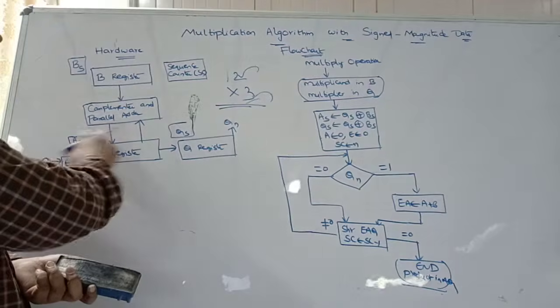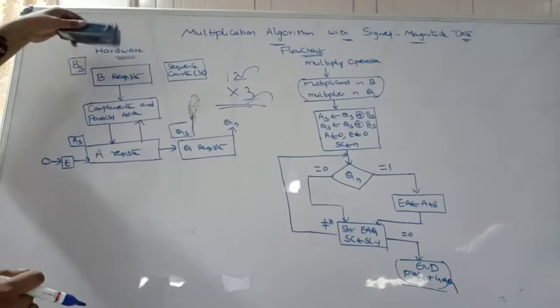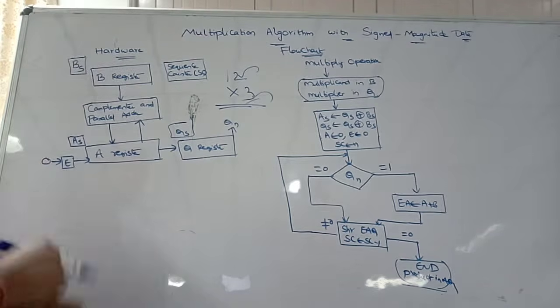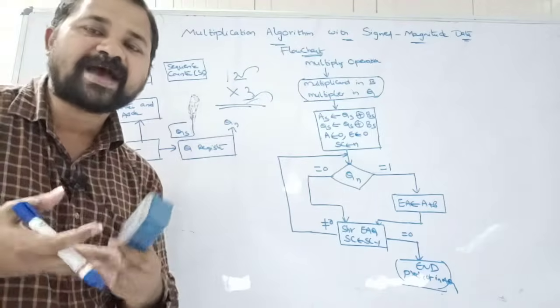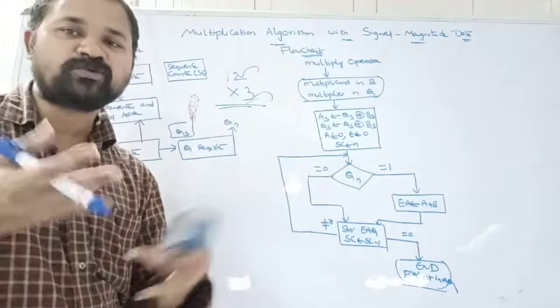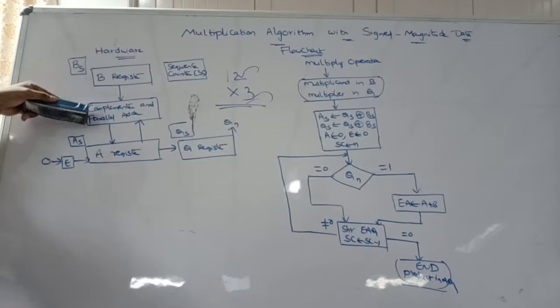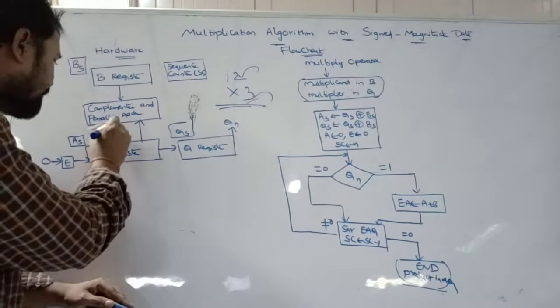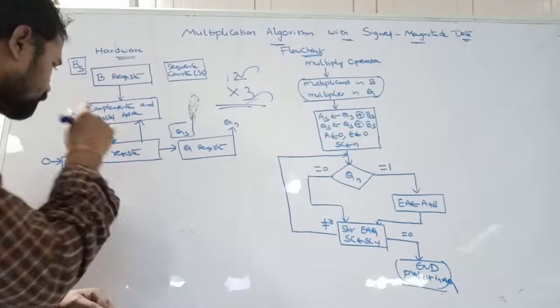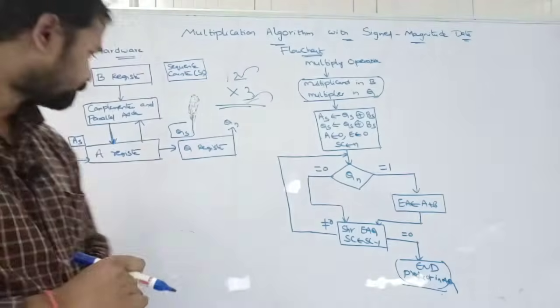Next we have complementer and parallel adder. Complementer transfers the contents of B register to the parallel adder, as well as the contents of A register to the parallel adder. By using parallel adder, we can add the contents of two registers. In this diagram, parallel adder adds the contents of A register as well as B register, and the corresponding sum is transferred to the A register. So here A acts as source register as well as destination register.